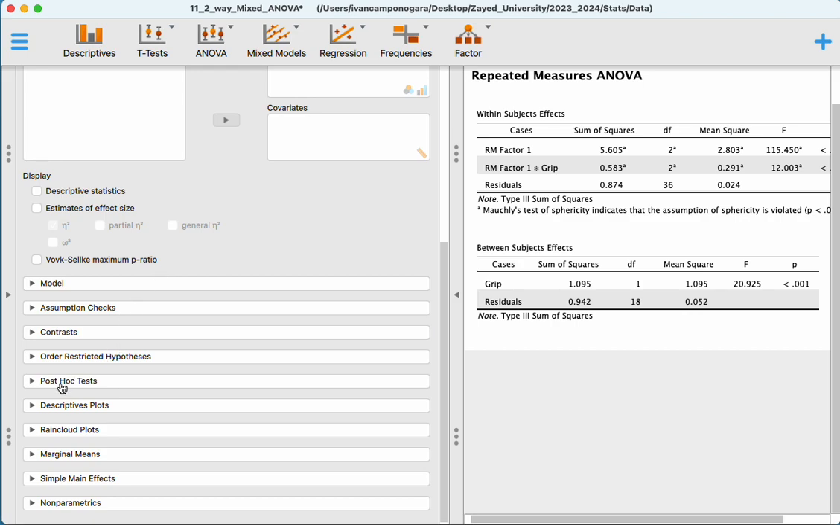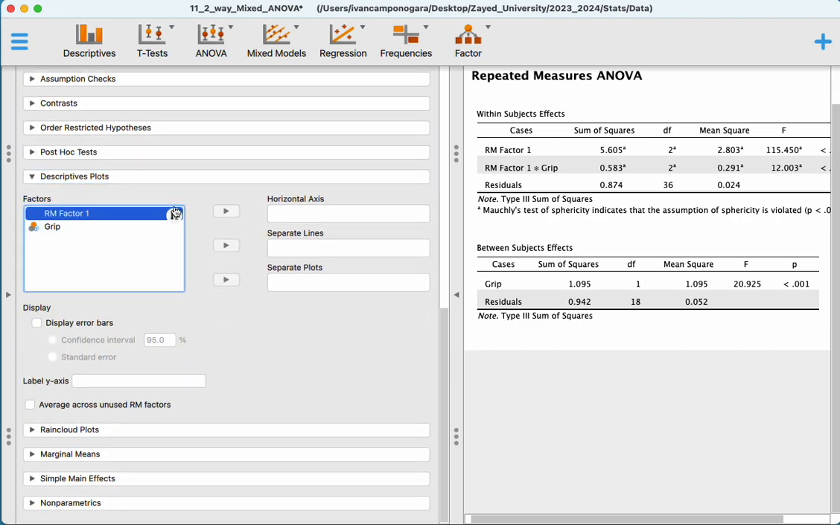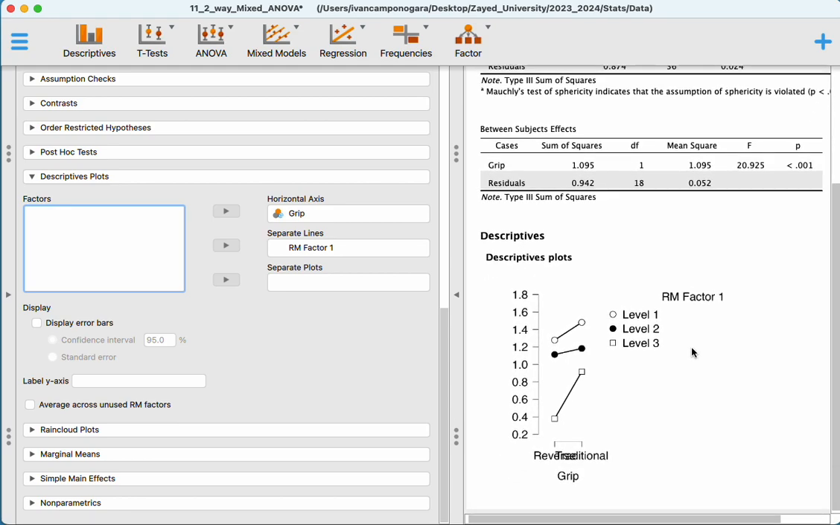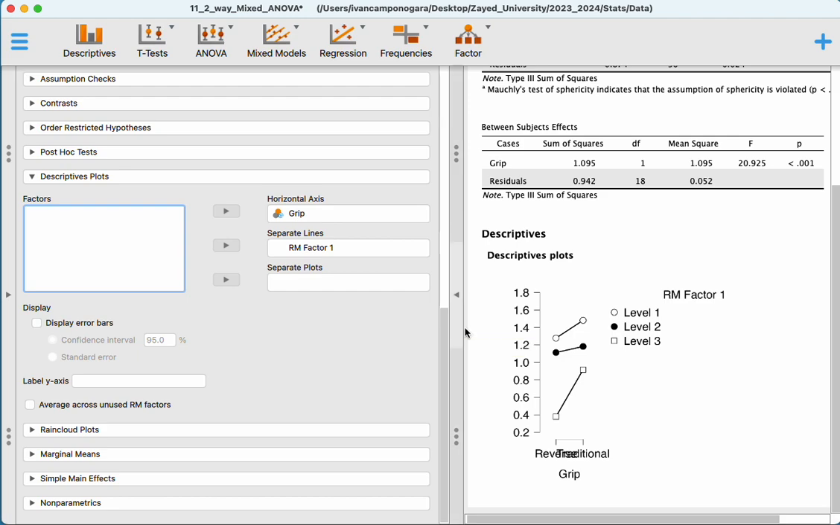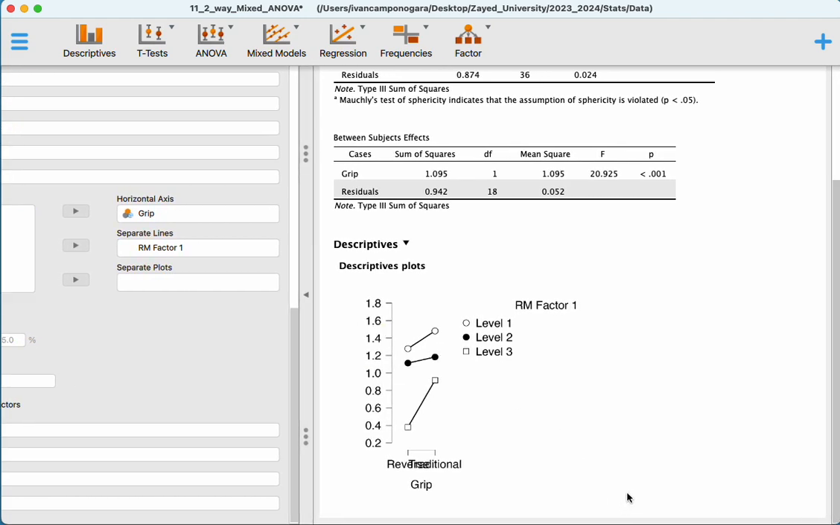Now I want to see first the descriptive statistics. I want to put the grip as my horizontal axis and separate the lines by the factors. And here you can see a very nice thing. So this is the result. I don't know why it's not enlarging. With the two grips, we have reverse and traditional grip. And here you have the two levels.